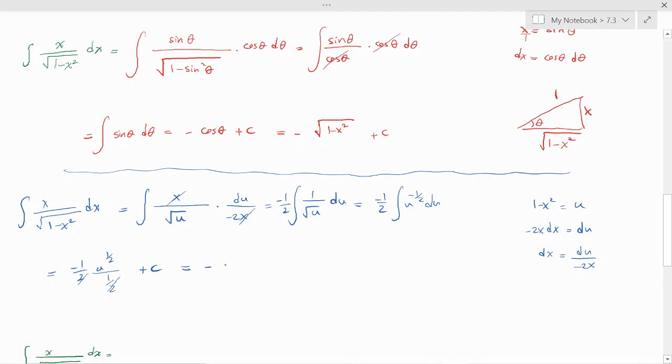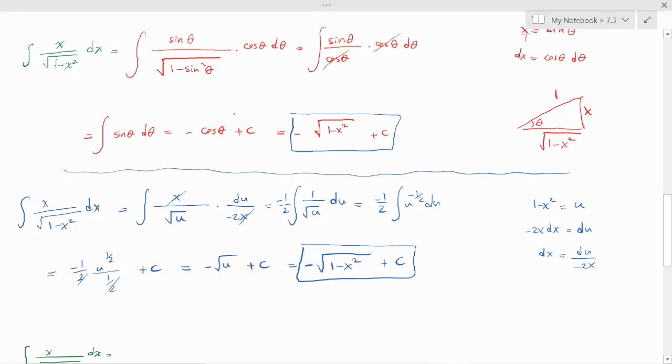So what we end up with is negative u to the power 1/2, which is the square root of u, plus some constant. What is u? u is chosen to be 1 minus x squared, plus some constant. So we found the integral. And if you compare these two, same answer. It turns out sometimes it's not necessary to go to the trigonometric substitution. The simple substitution will work, but the problem is that this idea does not always work, but the trigonometric substitution is more often what is going to give you the answer.